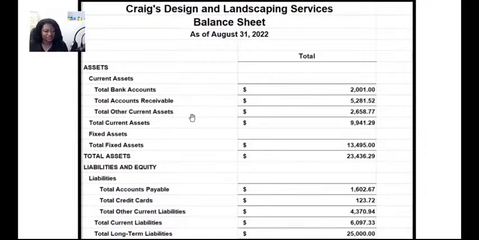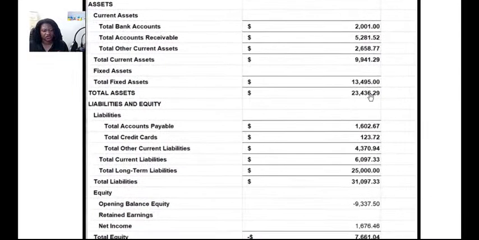Other current assets could be various things like investments. It could be a security deposit, different things like that. Fixed assets are things like your equipment, your vehicles. And so those are his total assets, $23,000.